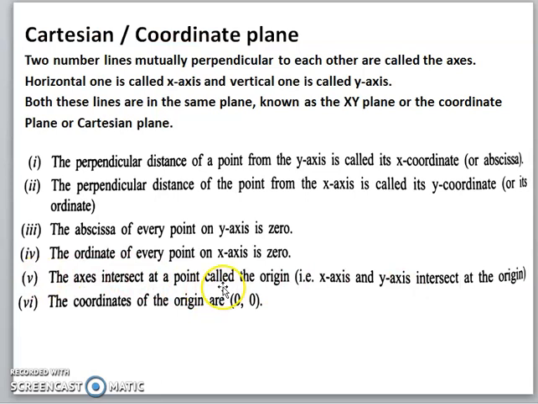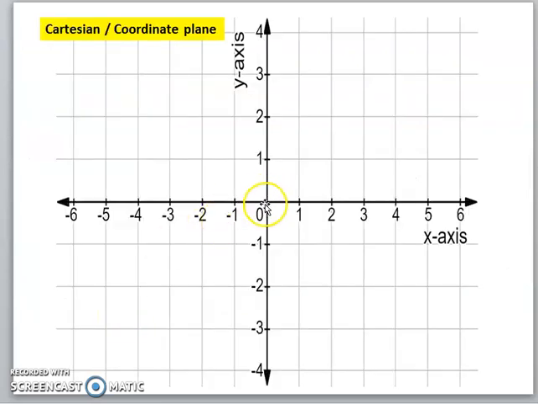The axes intersect at a point called origin, and the coordinates of the origin are 0, 0. So this is the origin. Now at origin, neither you have any coordinates of y-axis nor of x-axis, both are 0. As we move towards this side, x-coordinate increases. As we move above, y-coordinate increases. If we are going down, y is becoming negative. If we are moving towards left hand side this way, then x is becoming negative.